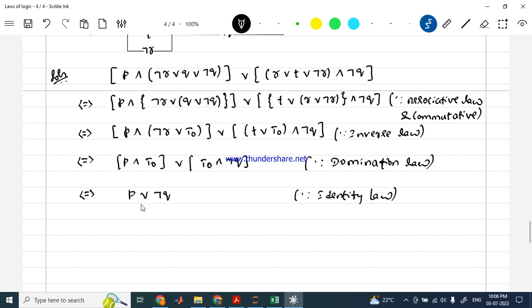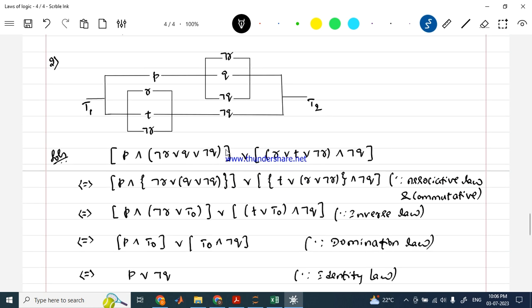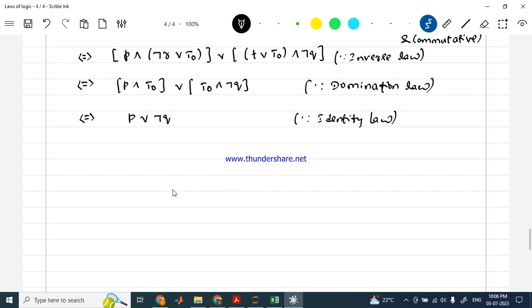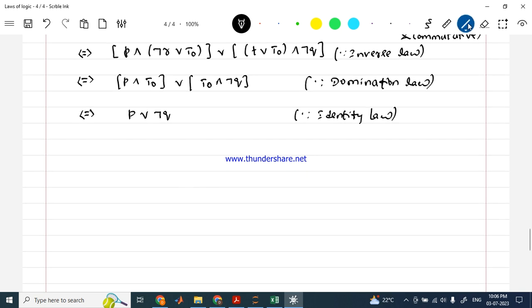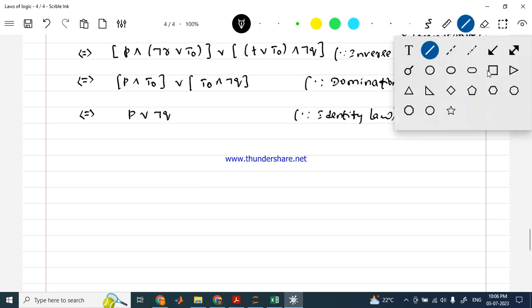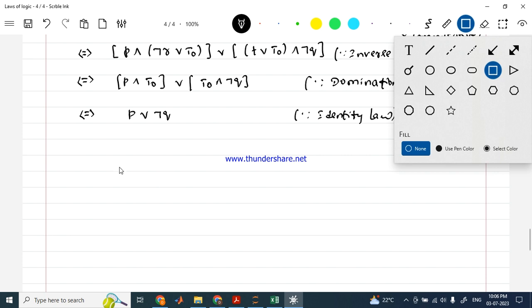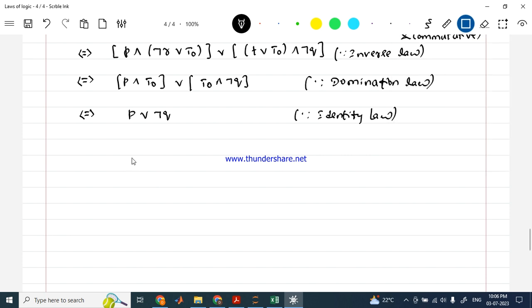And you can note only one P, only one Q in this expression, which means this is in simplified form, and we can write the switching circuit that corresponds to it, and it has to be a parallel connection. It's P, this is negation Q between the two terminals T1 and T2.